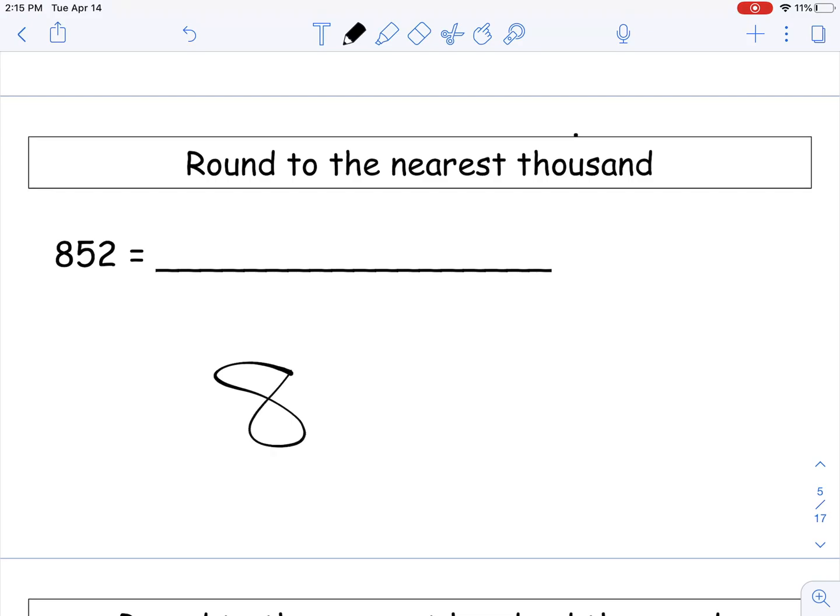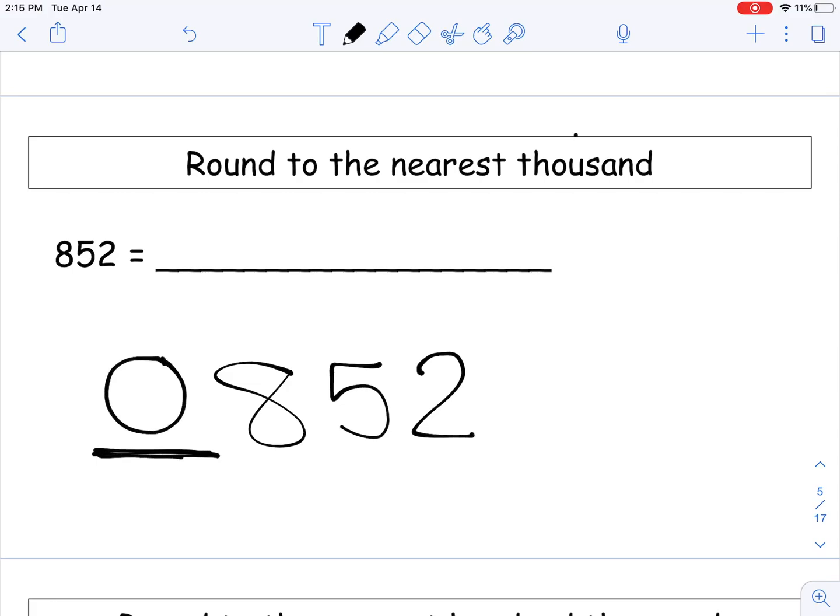Next one, write the number. We're rounding to the thousands place. There's nothing there. Remember, when nothing's there, we add that 0. I look next door, it's an 8. So that means I'm going to add 1 to the 0. 0 plus 1 is 1, and then everything after that 1 is going to be a 0.